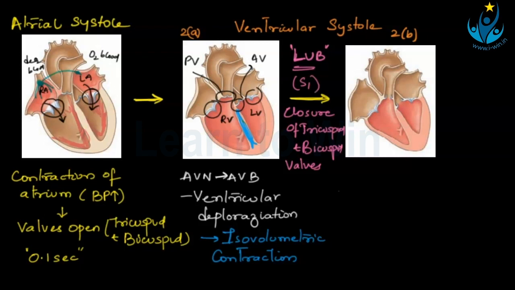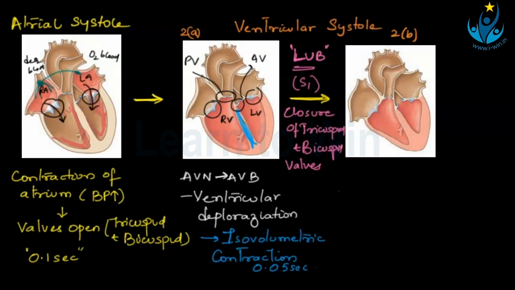Now this isovolumetric contraction lasts for 0.05 seconds. And it is at this phase that not only your tricuspid and bicuspid valves are closed, the pulmonary and the aortic valves are also closed. Remember, when I was telling you about valves, I said that there will be a point in the heartbeat where all four valves will be closed. That will be during two stages, isovolumetric contraction and isovolumetric relaxation. At this stage all four valves will be closed.